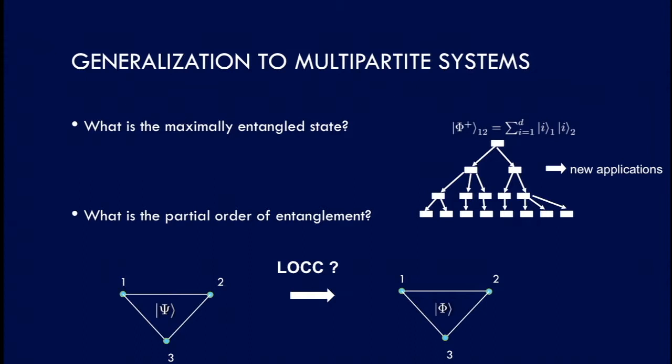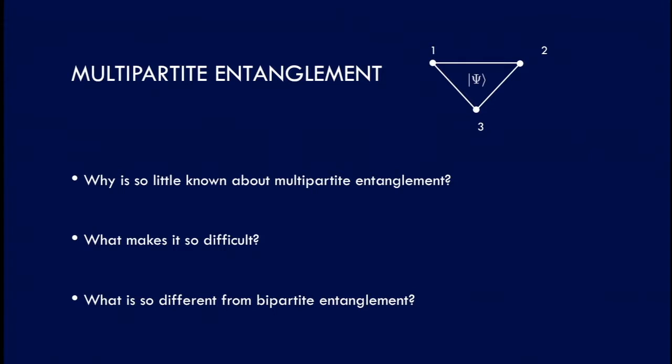And I would also like to understand this partial order that we get via LOCC. So I would like to know whether this state here is more entangled than that state, according to any entanglement measure. I would like to obtain this answer, as we had in the bipartite case. Now, as we all know, in the multipartite setting, we cannot fully answer all these questions. So very little is known compared to the bipartite case.